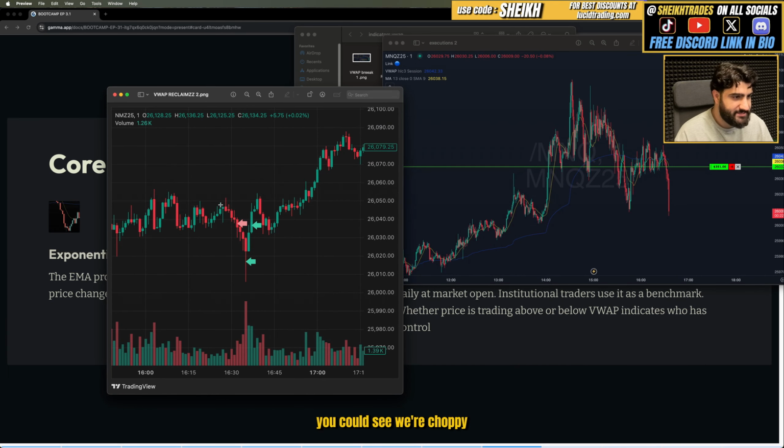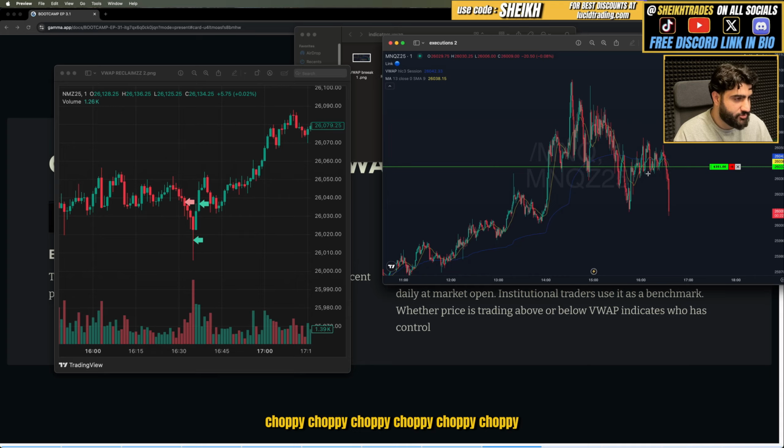You could see we're choppy. This blue line again is my VWAP, and then my green line is my EMA 30. You could see that we're going above VWAP, so that's why I said you can't just long and short above VWAP or below VWAP. It doesn't work that way. You have to have an analysis, a strategy behind it. So I was already very bearish for the day, and I stayed away from trading all of that.